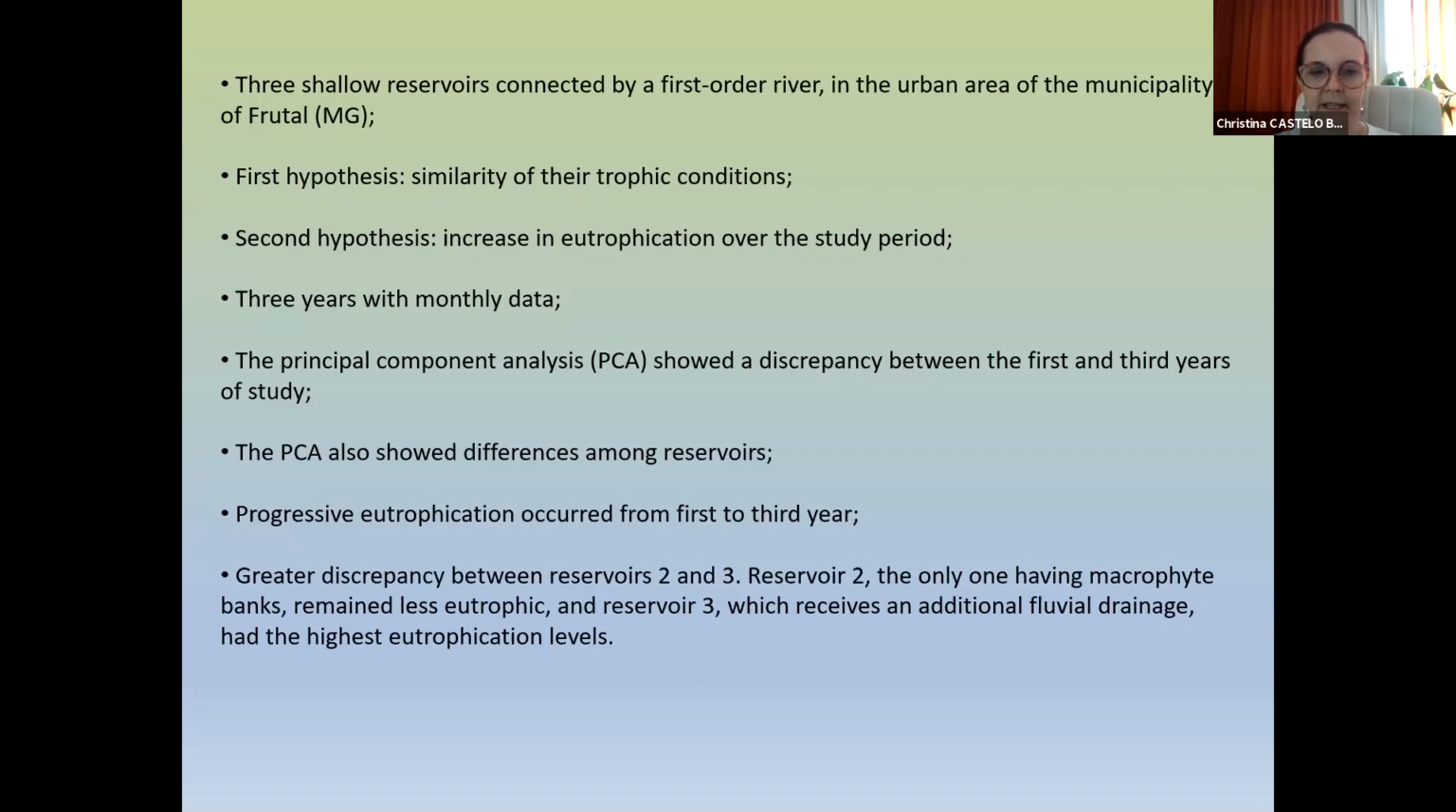The principal component analysis showed a discrepancy between the first and third years of study. The PCA also showed difference among reservoirs. Progressive eutrophication occurred from first to third year. Greater discrepancy between reservoirs 2 and 3. Reservoir 2, the only one having macrophyte banks, remained less eutrophic, and reservoir 3, which receives an additional fluvial drainage, had the highest eutrophication level.